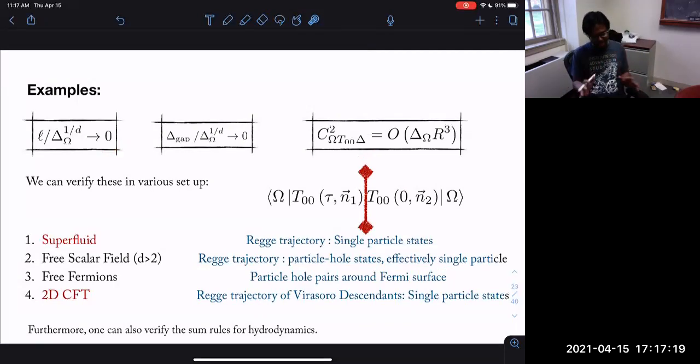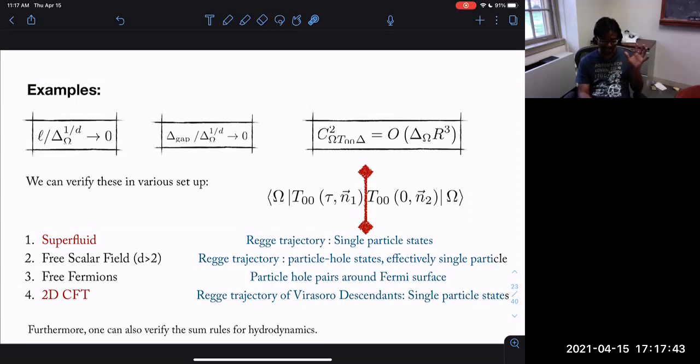So in particular, we looked at superfluids, free scalar field in t greater than 2, free fermions, and in 2D CFT. And so basically in all these setups, we looked at this correlator and looked at the S channel and asked what are the states which contribute to this correlator in the macroscopic limit and are responsible for saturation.